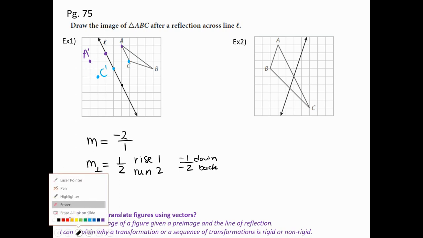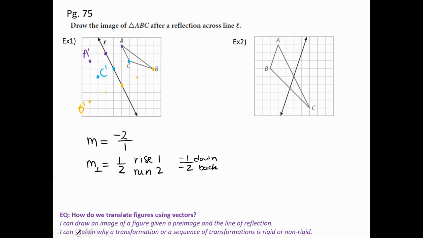Then for my B, I'm going to go to orange. For B, this one's going to be a little bit different. Same problem: I have to use my backwards version of slope, which is down 1, back 2. But when I go down 1, back 2, I have not yet made it to the line of reflection. So I'm going to do it again, down 1, back 2. Great, now I'm on the line of reflection. That means I have to do the slope twice. I did it twice to get from B to the line of reflection, so I'm going to do it twice to get to B prime.